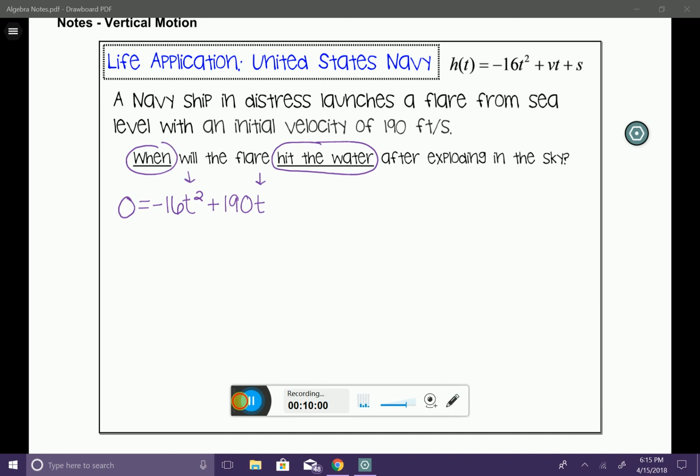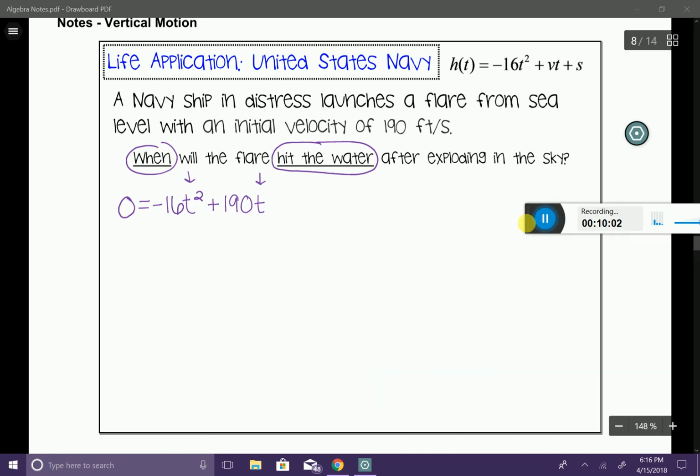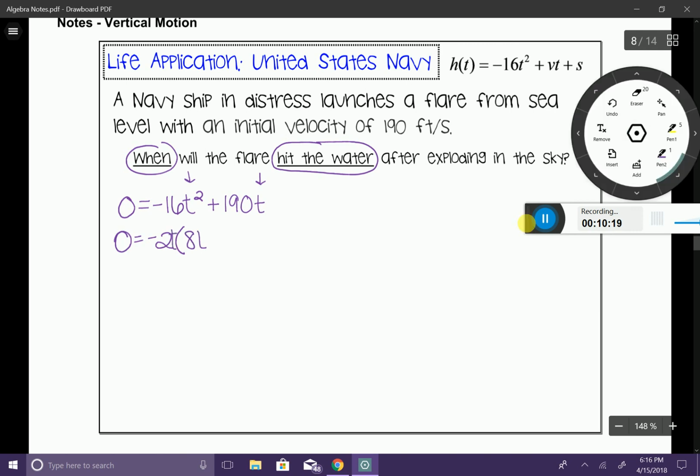It looks like my factors for this one are going to be, I'm going to write 0. And then I'm going to factor out a -2. I always like to factor out the negative, just like we did in Unit 9. That's going to leave me with 8. Oh, I'm sorry, -2t. Let me erase that. I meant to say -2t.